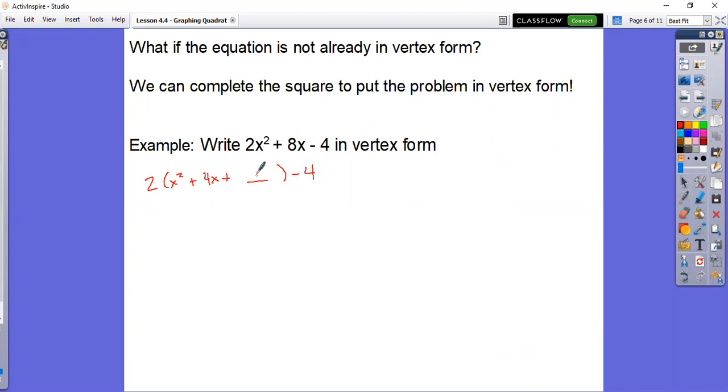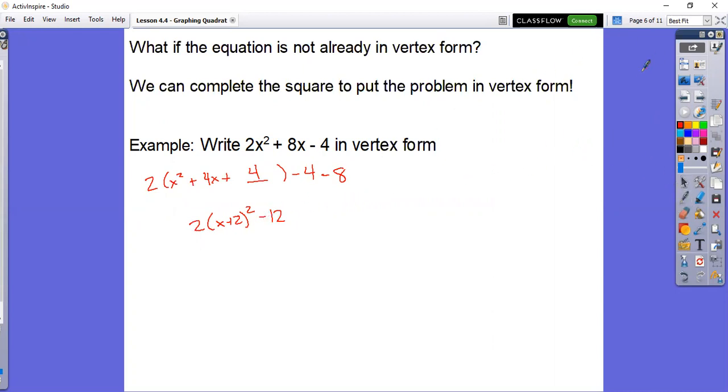So in this case, I need to figure out what needs to go in this blank right here. So I take 4 divided by 2, and that's 2, and then 2 squared is 4. So I'm going to complete the square and say, all right, so this is x squared plus 4x plus 4. But now I need to keep in mind, I don't have another side of the equation here, but what I do have is just an expression that I can't change the value of. So when I add a 4 inside the parentheses, I've really added 8 to this whole expression. So in order to maintain equality, if I add 8, I'm also going to subtract 8. And now what I'm left with is 2 times (x plus 2) squared minus 12. And now this would be my quadratic in vertex form.